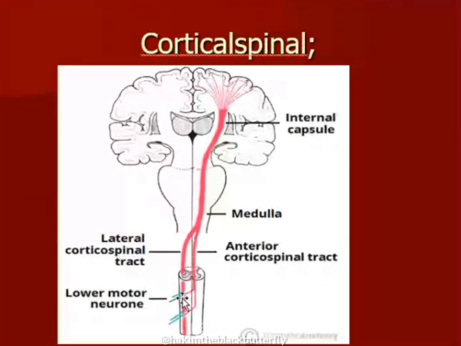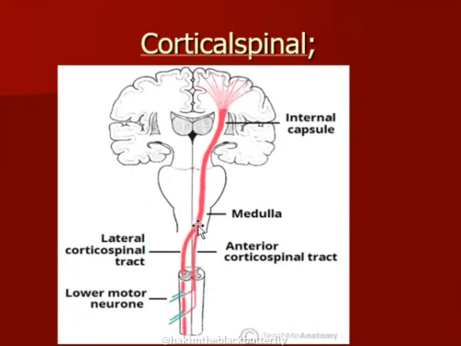So these axons, after picking motor impulses from the motor areas of the cerebral cortex, pass through this region known as the corona radiata. Then they pass through this region known as the internal capsule. When they reach the midbrain, we call them the cerebral peduncles. When they reach the pons, we call them the pyramidal tract. When they reach the medulla oblongata, we call them the pyramids.